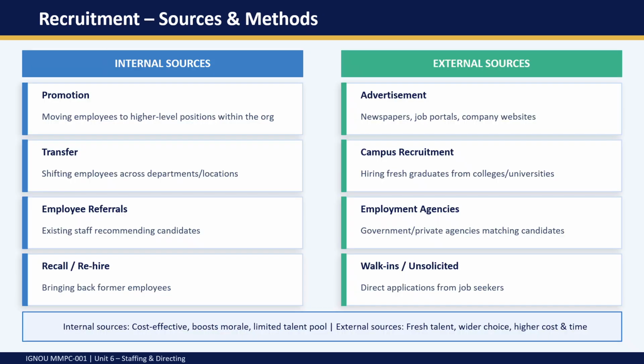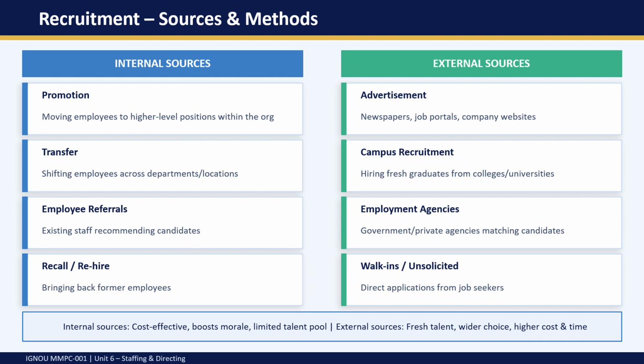Moving on to recruitment in greater detail, there are two broad categories of sources. Internal sources are those from within the organization itself. Promotion means moving an existing employee to a higher level position, which boosts morale and rewards loyalty. Transfer means shifting an employee across departments or locations without necessarily changing their rank. Employee referrals involve existing staff recommending people they know, which often results in better cultural fits. Recall or rehire means bringing back a former employee whose skills are again needed.